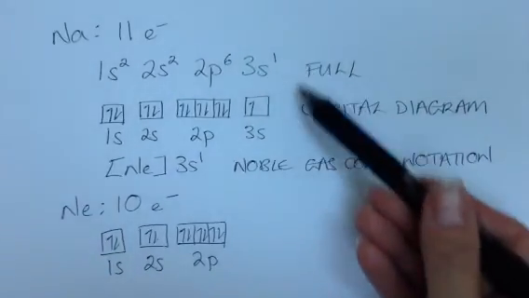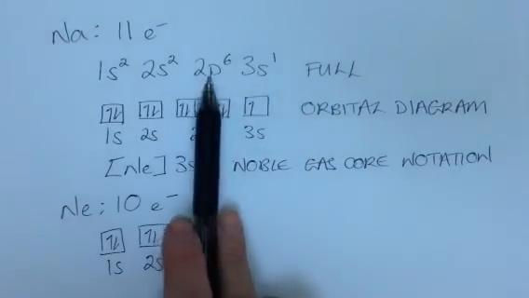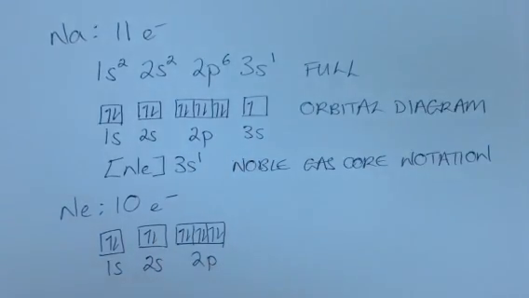Okay, so there's 3 different ways of writing electron configuration: full, orbital diagram, or noble gas core notation.